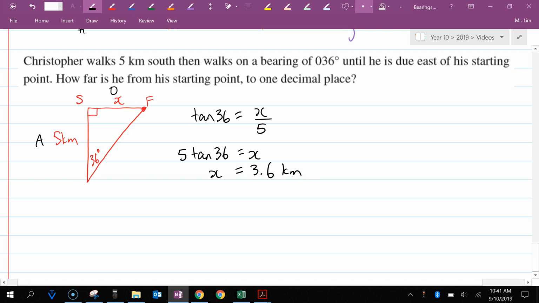So now you should know how to find the bearing of any point, using the compass bearing or a true bearing, and now you know how to apply that knowledge to solve trigonometric problems. And that's all for this video.